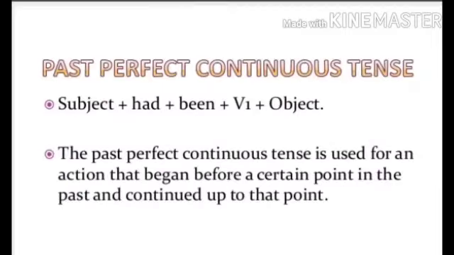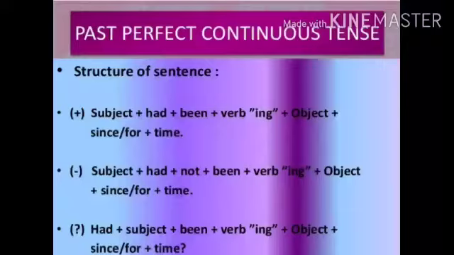Now it's time to move towards the fourth kind of past tense, that is past perfect continuous tense. The past perfect continuous tense is used for an action that began before a certain point in the past and continued up to that point.